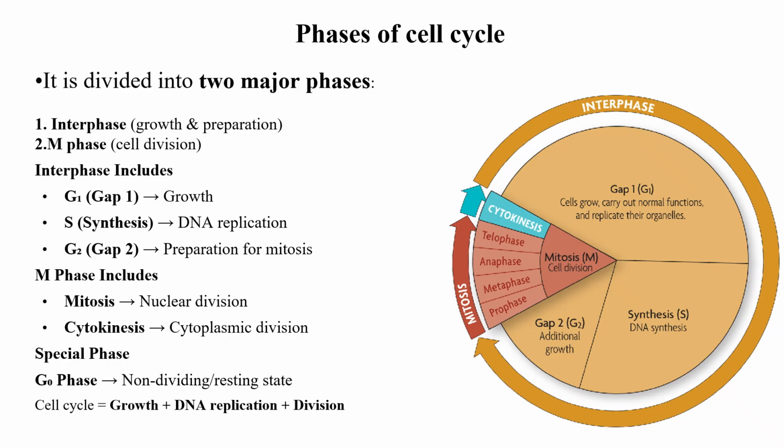And in G2 phase, G2 is the second growth phase. In this phase, further growth occurs, spindle proteins are synthesized, and the cell prepares for mitosis. At the G2 checkpoint, DNA damage is checked and repaired. This acts as a final quality control step before mitosis.